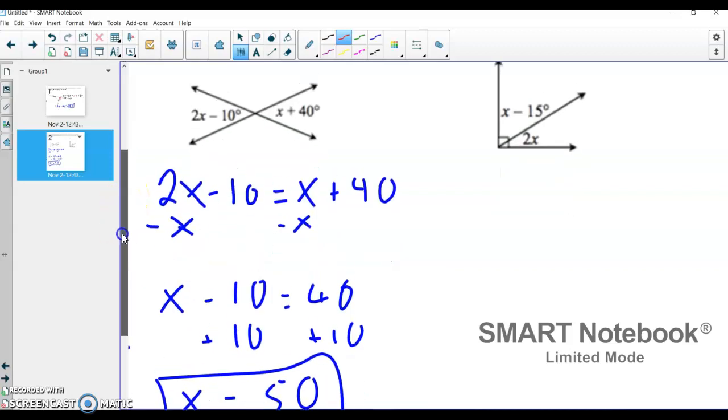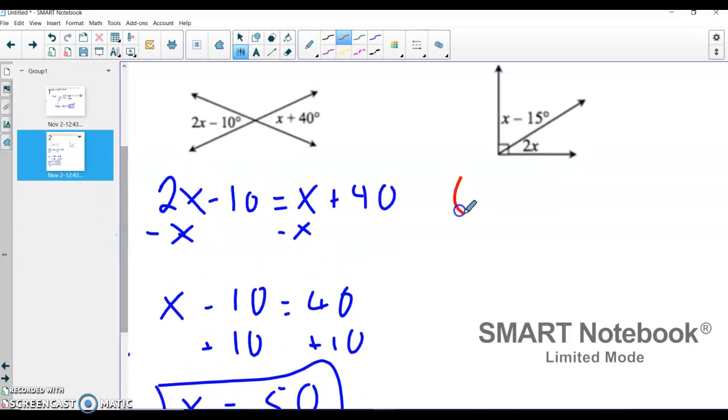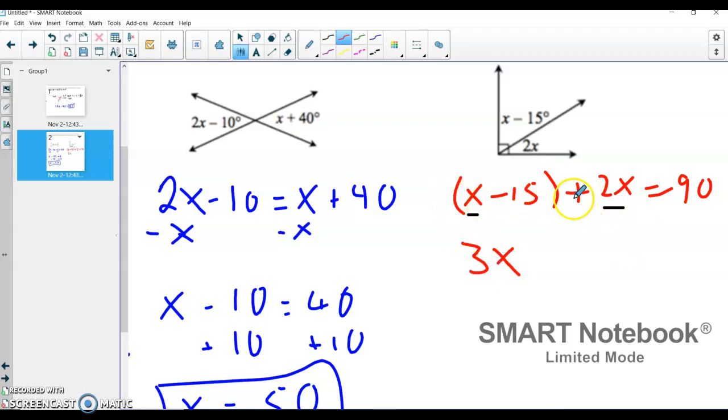And so by doing this, I end up getting x minus 15, that angle, plus 2x has to equal 90 by the definition of complementary. I can combine my like terms, so I can combine my x's and my non-x's on the left side here. So x plus 2x, that gives me 3x. Negative 15 has nothing to combine with, so it's 3x minus 15 equals 90.